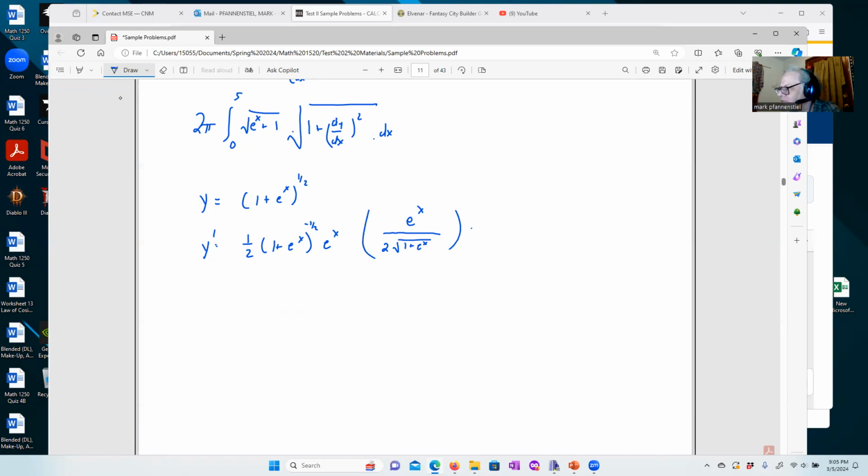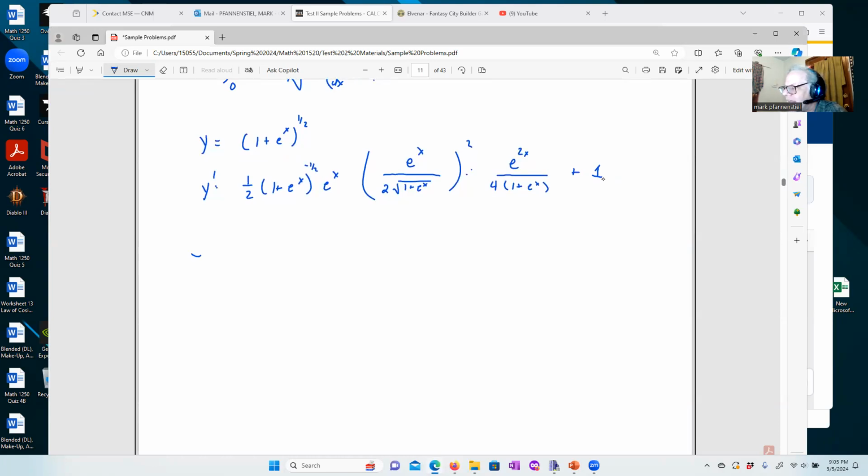We're going to go ahead and square this thing. So we're going to get e to the 2x divided by 4, since 2 squared is 4, times 1 plus e to the x. And now we have to add 1 to this. But instead of adding just 1, we're going to get common denominators here. So I've got e to the 2x over 4 times 1 plus e to the x. Don't multiply out the denominator. We have 4 times 1 plus e to the x over 4 times 1 plus e to the x. We're not going to multiply out the denominators, but we will multiply out the numerator.